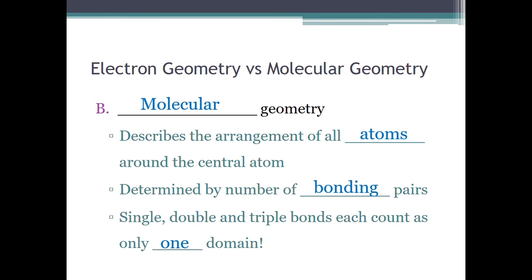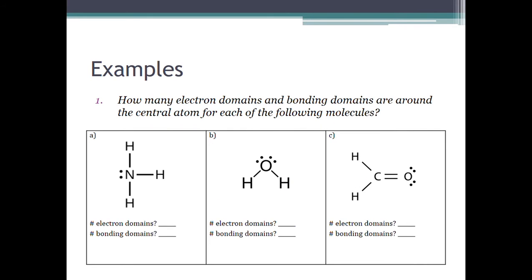So let's start by practicing counting our electron domains, bonding domains, and lone pairs, and telling the difference, because once we do this, we'll be able to actually look at our different geometries. Letter A here gives us ammonia, NH3, or as you should be able to name it, nitrogen trihydride.